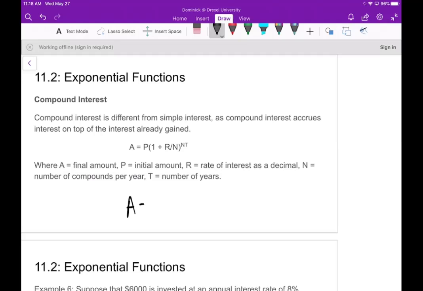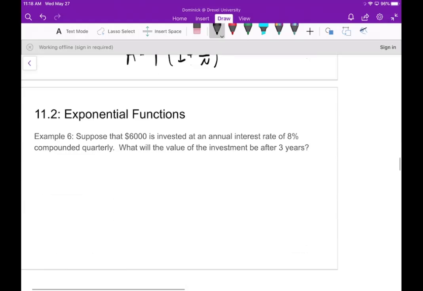So just to write this a little bit more clearly, this formula is given by A is equal to P times 1 plus R over N, to the N times T, right? So A is your final amount, P is your initial amount, and then R, of course, is your rate of interest as a decimal, N is your number of compounds per year, and T is the number of years. So let's go ahead and we'll jump into an example.